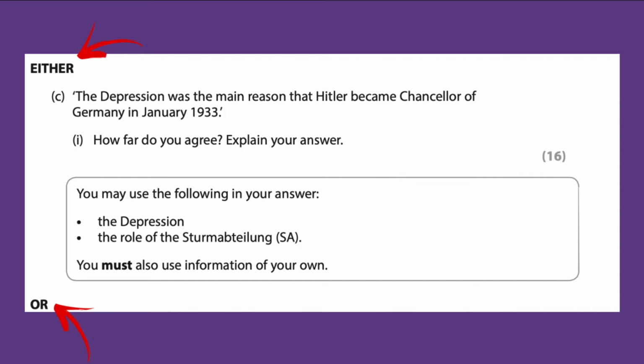Of course, please don't attempt to do both of them. That's going to waste your time and you're not going to get any marks. Don't think you're going to get marks for doing both of them. Nope. You just have to do one.